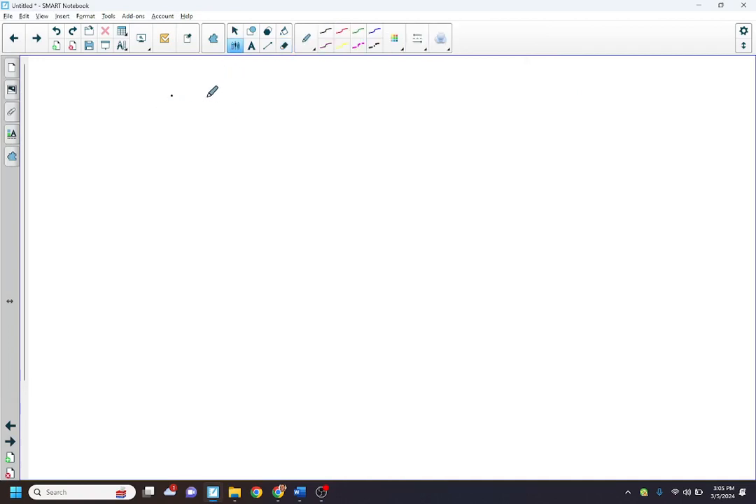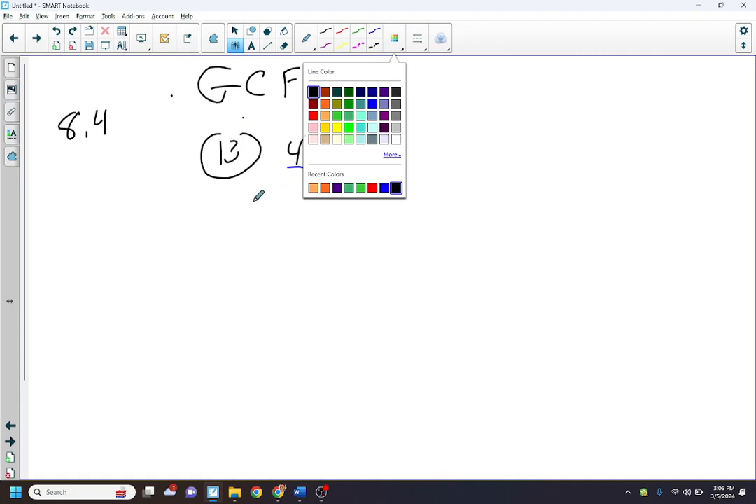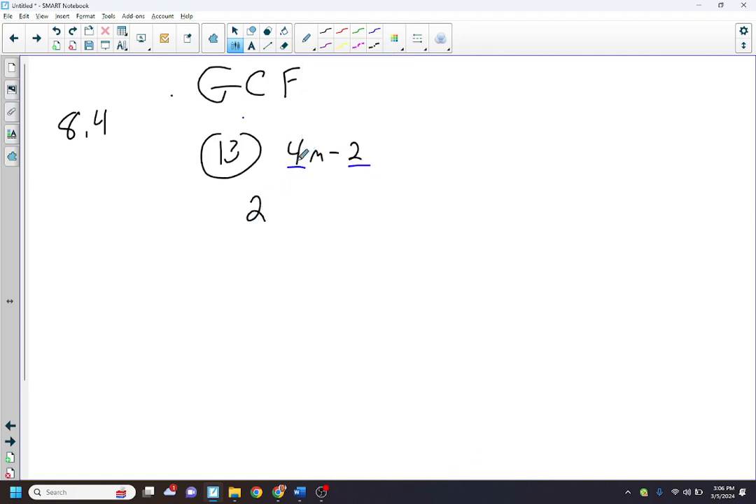First off, we're gonna do the GCF, greatest common factor. So what we're gonna factor out. Let's say number 13 on 8.4 is 4m minus 2. I always look at the numbers first, and then I look at the variables later. Looking at the numbers, I'm looking at a number that multiplies to both of them. In this case, they both multiply to 2. Like 2 times 2 equals 4.